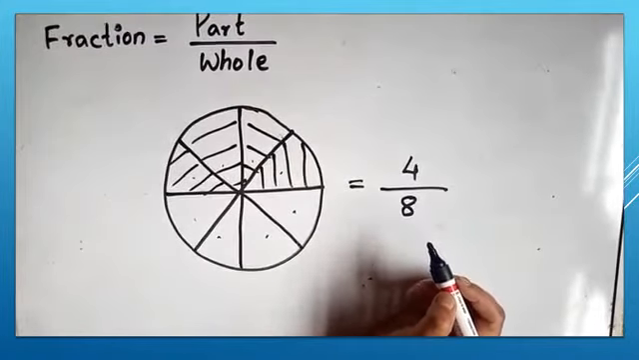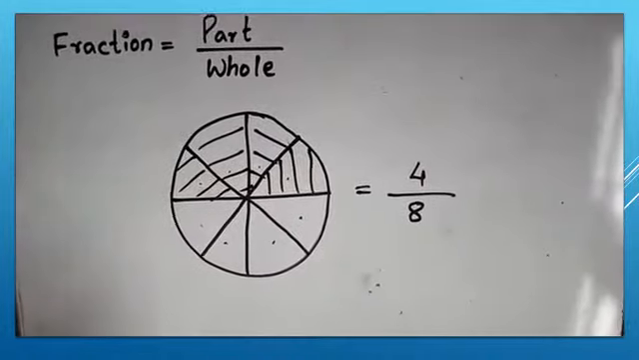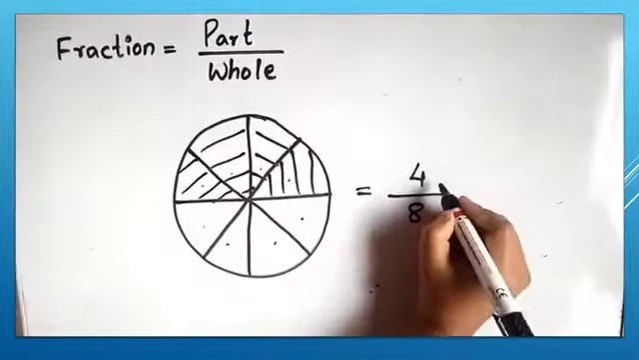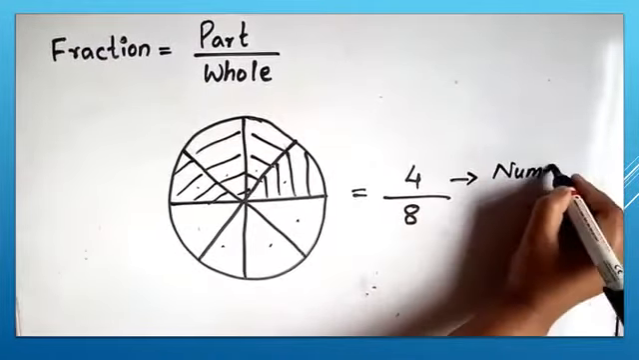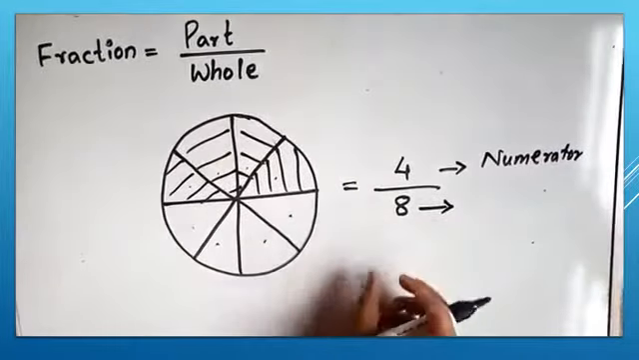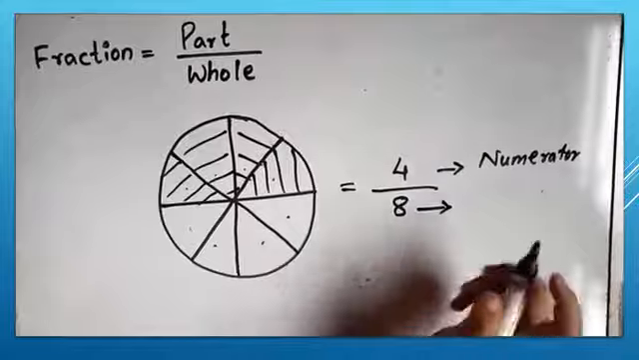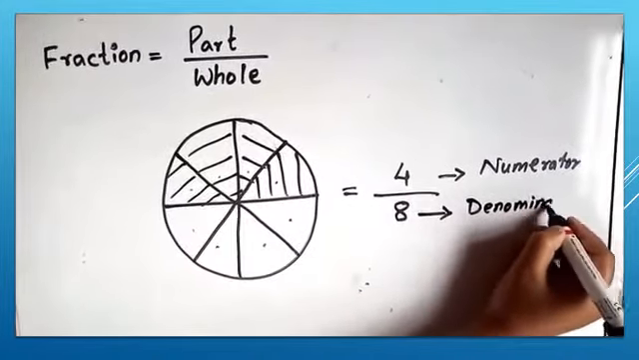So a fraction is representing a number which is less than 1. Now the number which is on the top is known as numerator, and the number which is in the lower part is known as denominator.